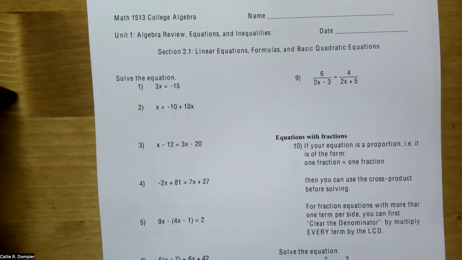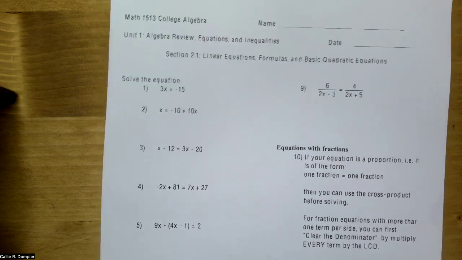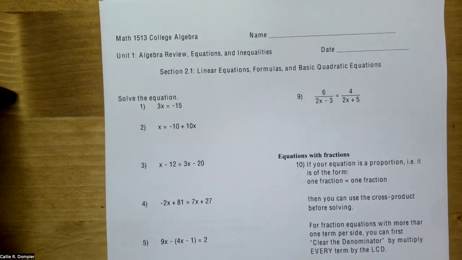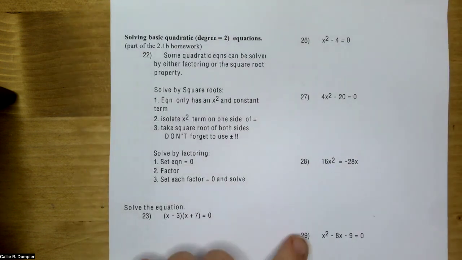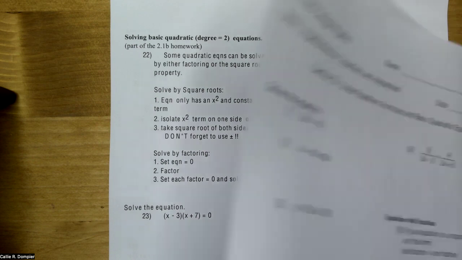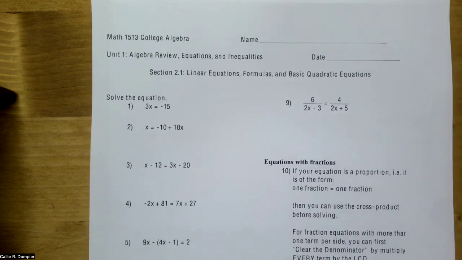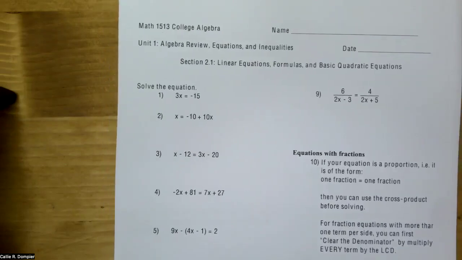Okay, so linear equations just means an equation that makes a line when you graph it. Formulas are just ways to solve an equation, something that has an equal sign that you can plug a term into and find an answer. And then quadratic equations would be more like this. So quadratic means you have some variable squared. Good? All right. So we are solving for x.